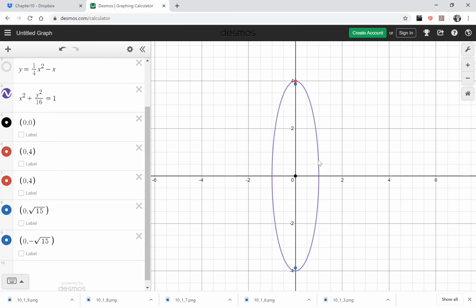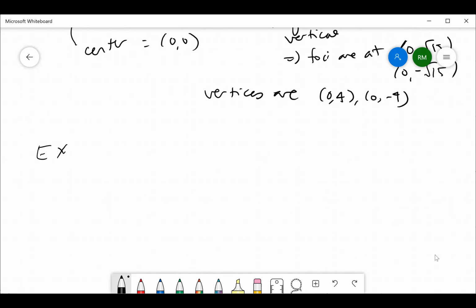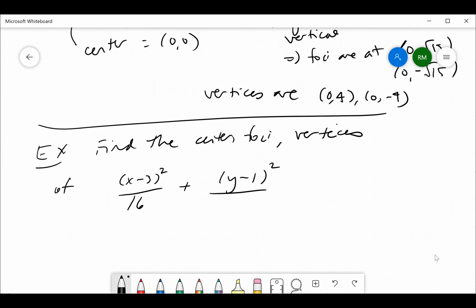All right, now I'm going to have you try one. There's an example for you. So I want you to find the center, foci, and the vertices of the ellipse (x minus 3) squared over 16 plus (y minus 1) squared over 9 equals 1. So go ahead and work that in notes. Let me know if you have any questions, and I will see you all soon.